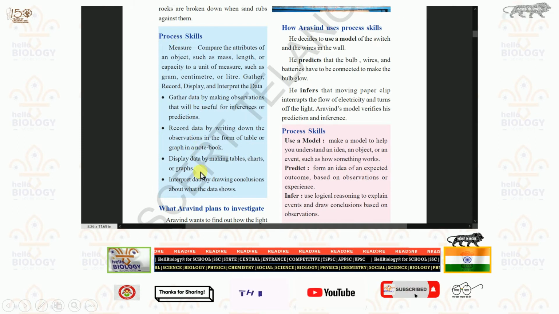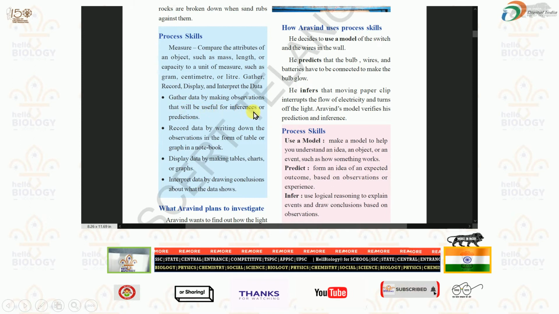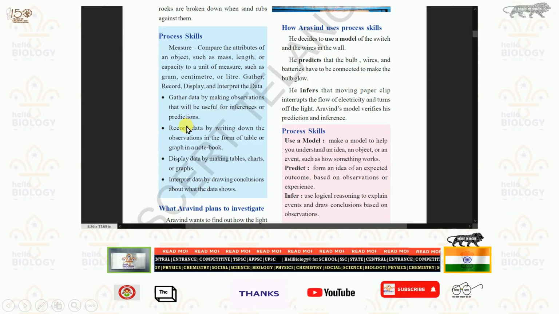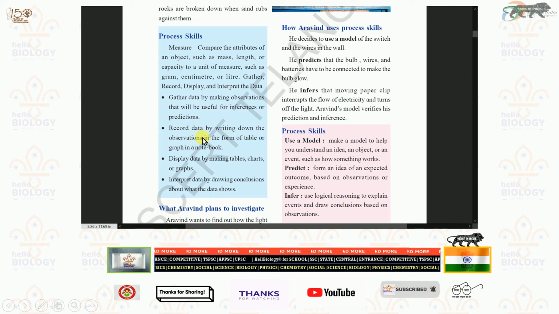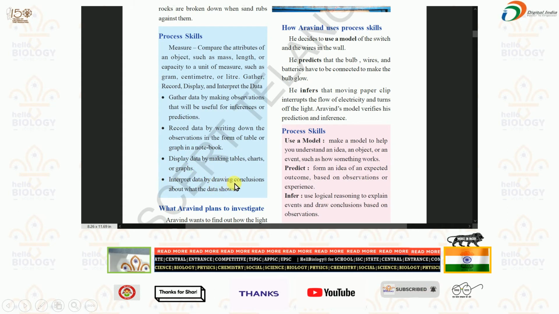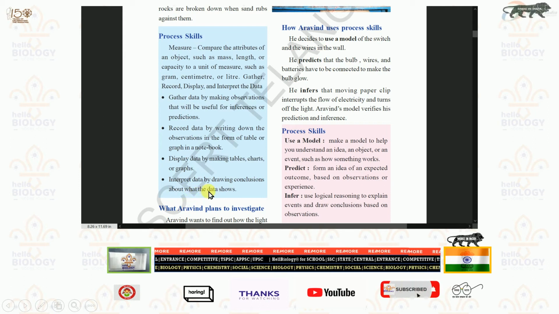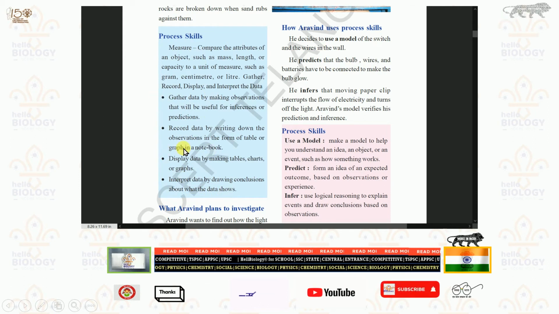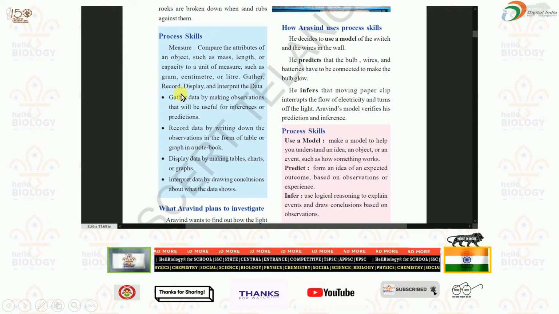These are the processing skills. Gather data by making observations that will be useful for inferences or predictions. Record data by writing down the observations in the form of a table or graph in a notebook. Display data by making tables, charts or graphs. Interpret data by drawing conclusions about what the data shows. These processing skills you have separately in this textbook. Here are other process skills.